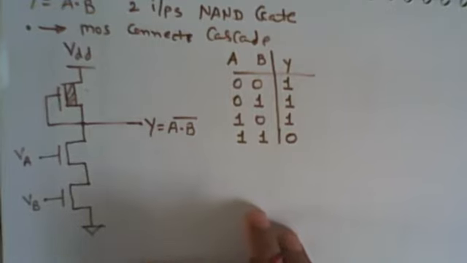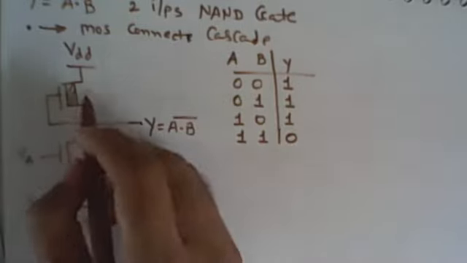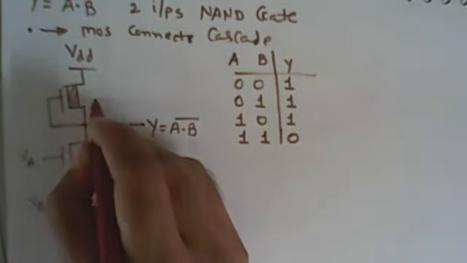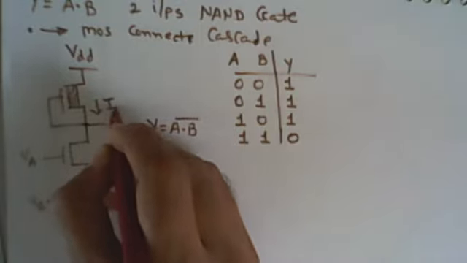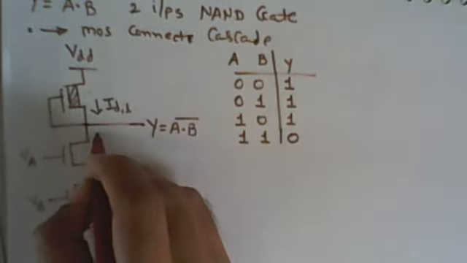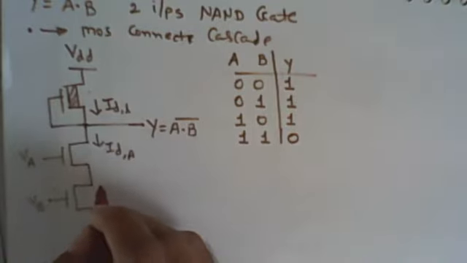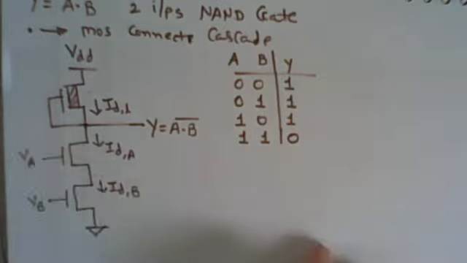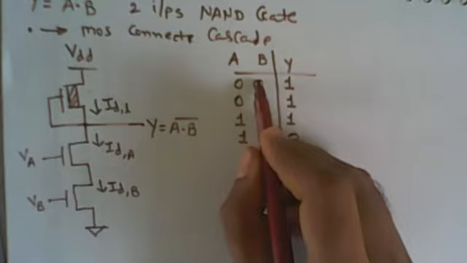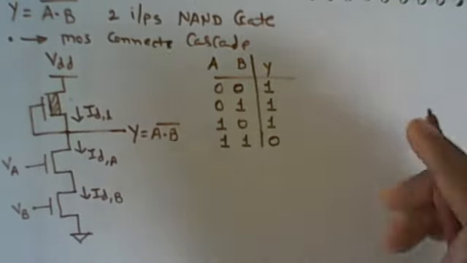Right? So here, the ID current of the load is equal to the ID current of driver A, which is equal to the ID current of driver B. All the ID currents are equal. So ID of A is equal to ID of B is equal to ID of C. So let's take the first combination.